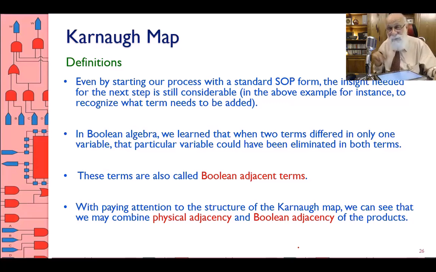But then something else is going to happen later on. Later on, my maps are going to get bigger and bigger, and my adjacencies are going to change. Boolean adjacency is not going to change, but the corresponding Karnaugh map adjacency, which is what we call physical adjacency, we may need to modify a little bit. Okay, we get to that. But remember this all the time: physical adjacency in Karnaugh maps corresponds exactly to Boolean adjacency in Boolean algebra.